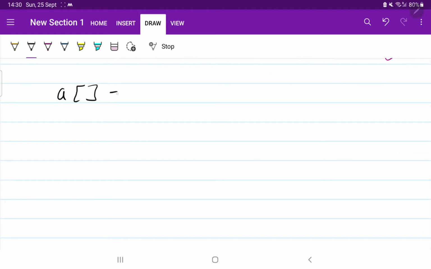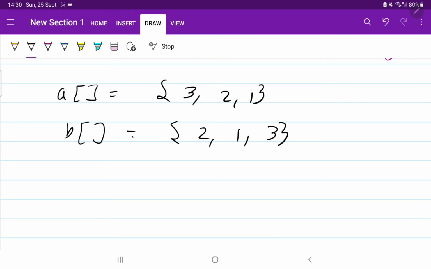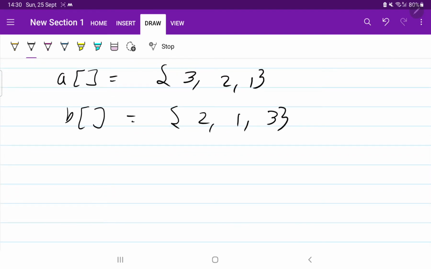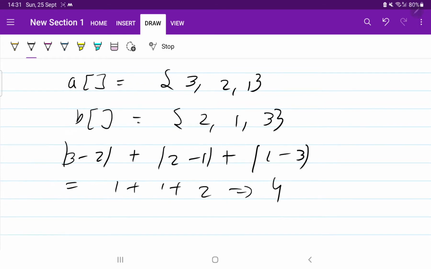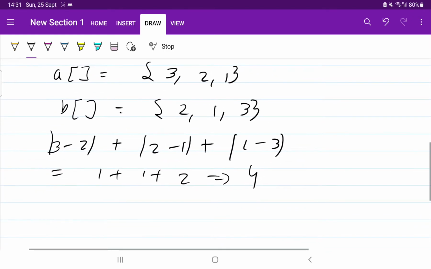Whenever you try to solve a question, try to observe if you are going to get any pattern or not. So let's see. These are the supposed elements given. First let us subtract the elements which are parallel. So 2 minus 1, 1 minus 3. If we see here, you are going to get 1 plus 1 plus 2, so you are going to get a value of 4. But this is not what we want; we want the minimum. Perfect, so let us try to do something else.